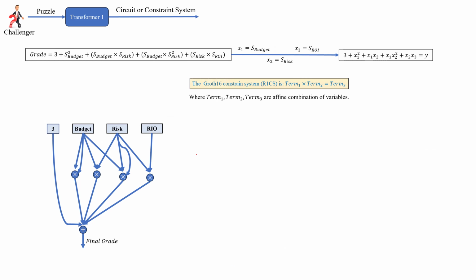And what is term 1 and term 2 and term 3? They are some affine combination of the variables. So the variables are the input or the intermediate values in the circuit. Now we want to see what is an R1CS constraint with some examples.